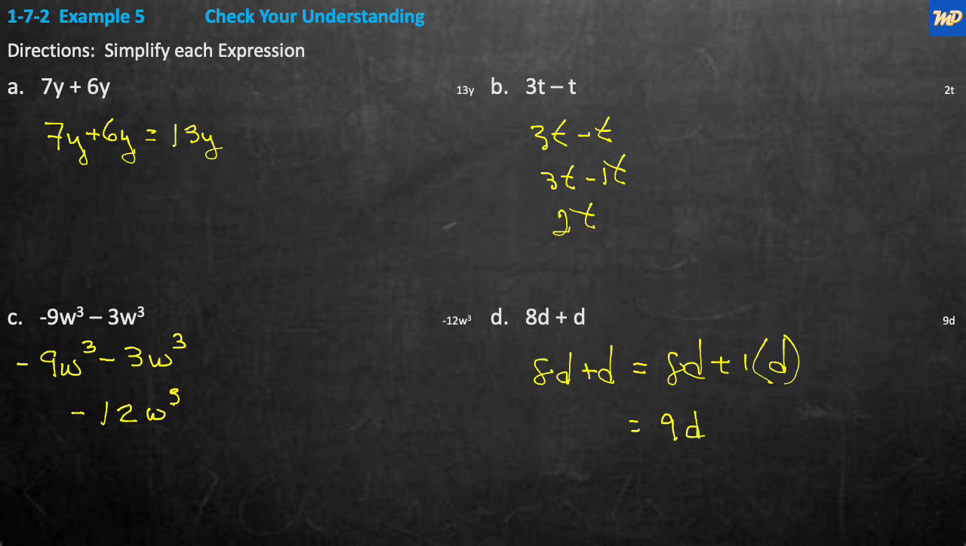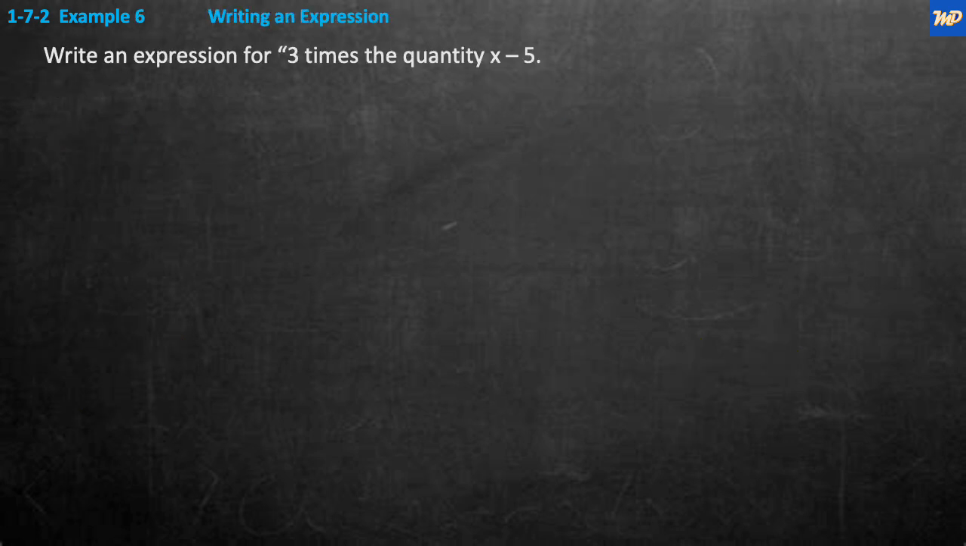Okay, good job. Example 6, writing an expression. Now we're going to write the expressions from words to what we had before with the distributive property. That's what we're really going to do here. It says write an expression for 3 times the quantity x minus 5. I've said this over and over again when I read out the problems. So all I'm going to do is say 3 times the quantity x minus 5. How's that? I think they did it, right?